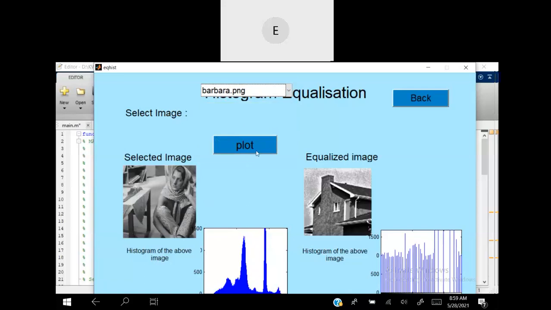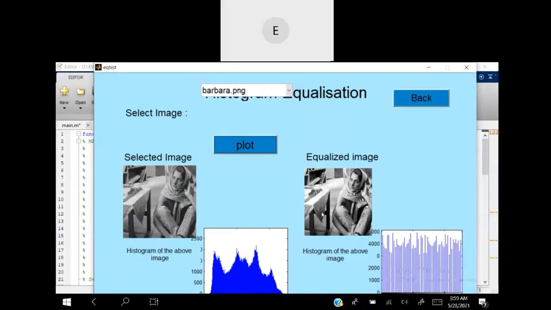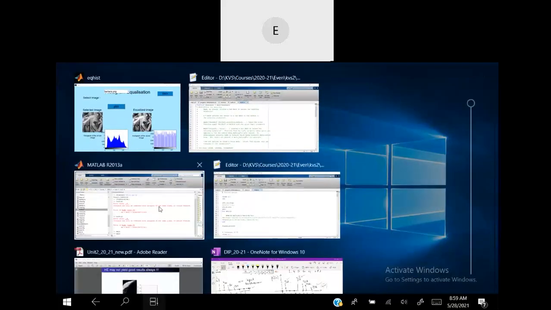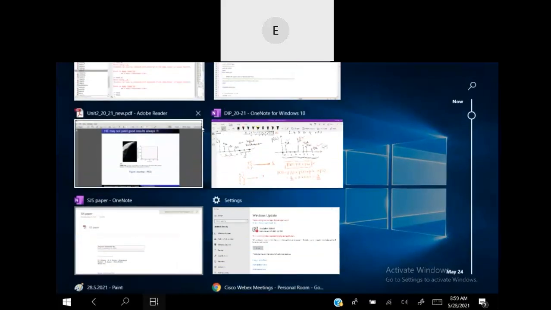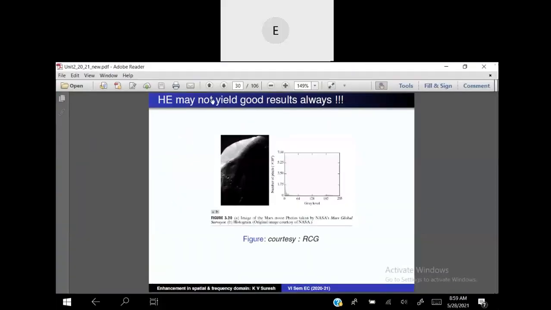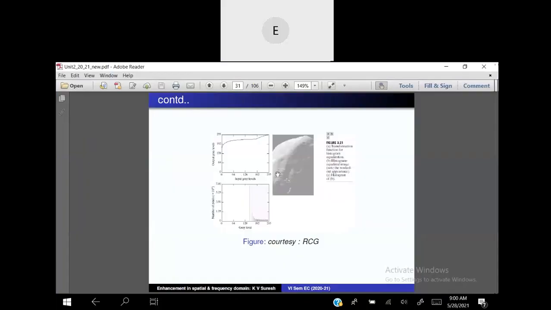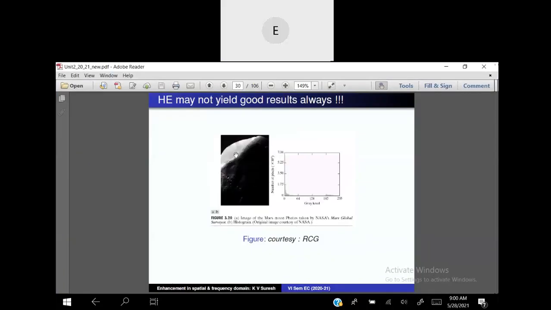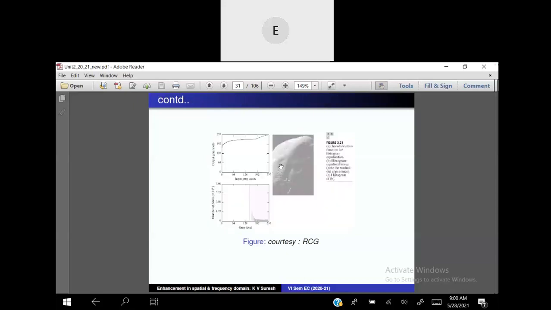Okay, let us also try some other image. Here it's okay, at least some improvement you can see here. So the learning now with this is that histogram equalization may not always yield good results. For example, if I take this type of image and then perform equalization, you are getting this. See, I personally feel that this image is better compared to this because you are getting a dull, washed look in the image. Okay, so what should be done? We will discuss it in the next class.